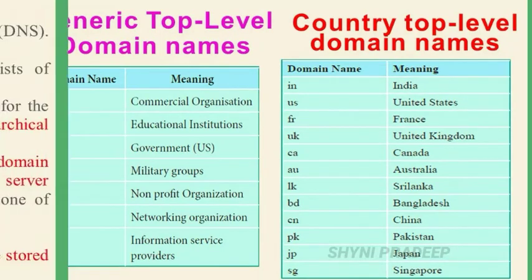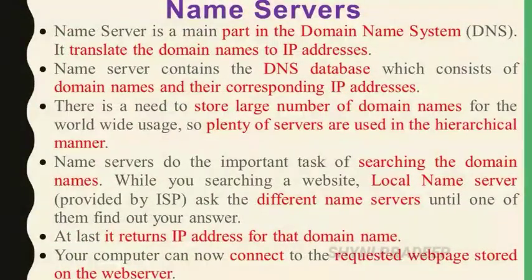Next, let us see about name server. This is the second component of DNS. The first component is namespace, the second component is name server, and the third component is zone. So now let's see about name server.